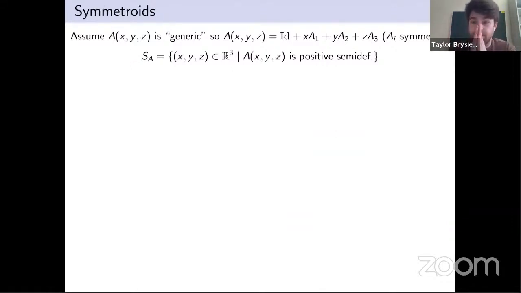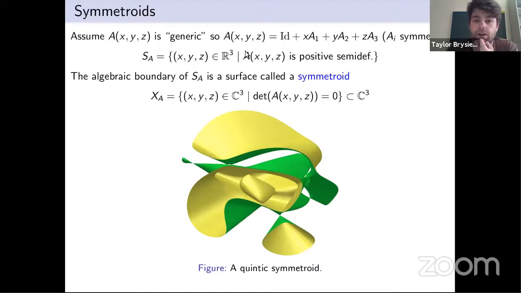Okay, so symmetroids. So this is the algebraic boundary of spectrahedra. So the spectrahedra which we're going to consider are those that come from linear spaces of symmetric matrices like this, where we're just going to fix that first matrix to be the identity, which is totally an okay thing to do because after a linear change of coordinates, so long as there's some positive definite matrix in this linear space, you can always do a change of coordinates so that the first one's the identity. And that's going to make everything a bit simpler. And the algebraic boundary of this spectrahedron is called a symmetroid. And it looks like this.